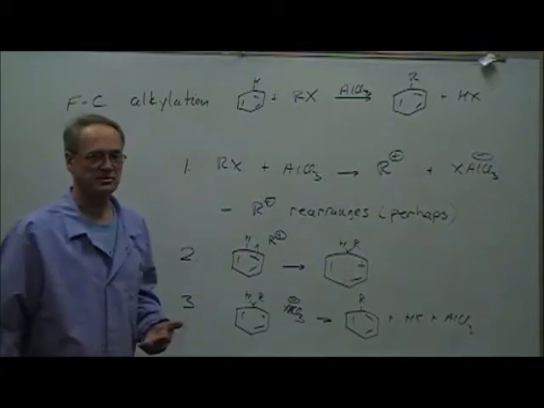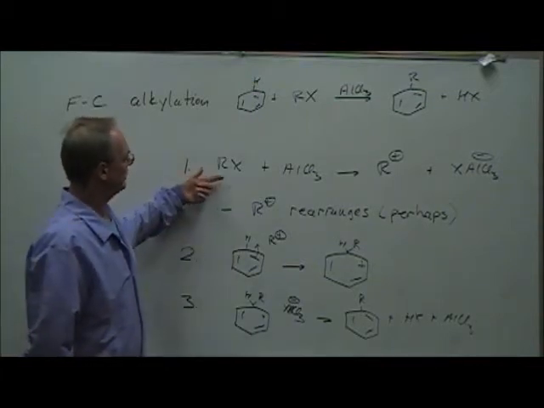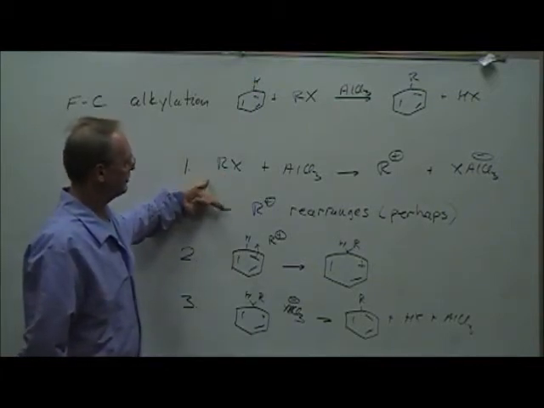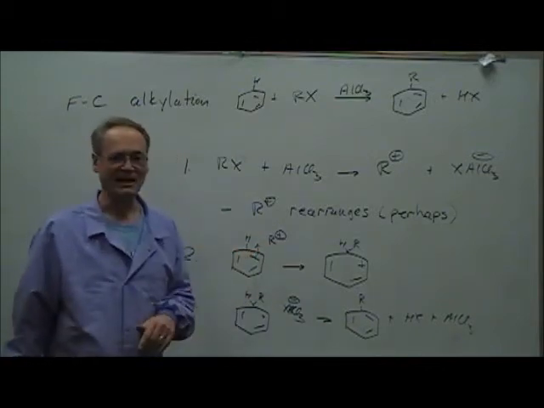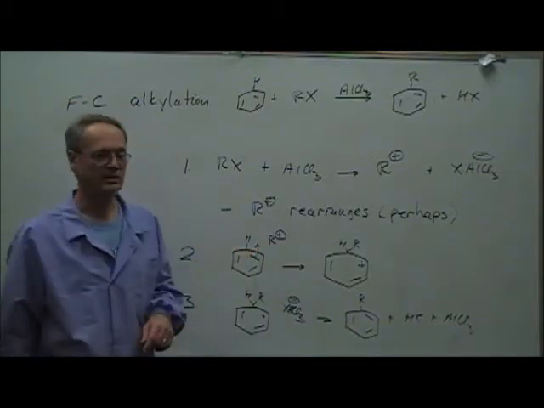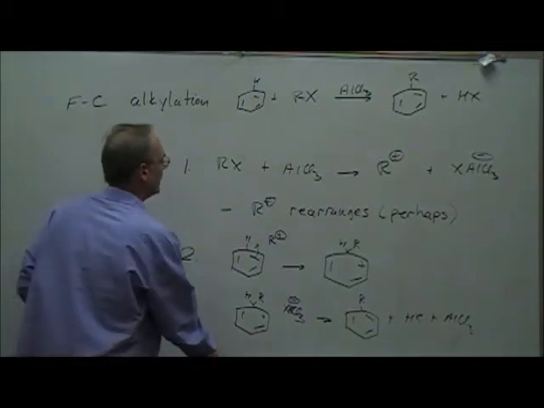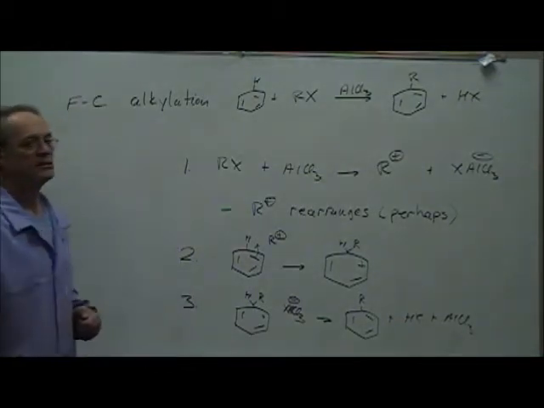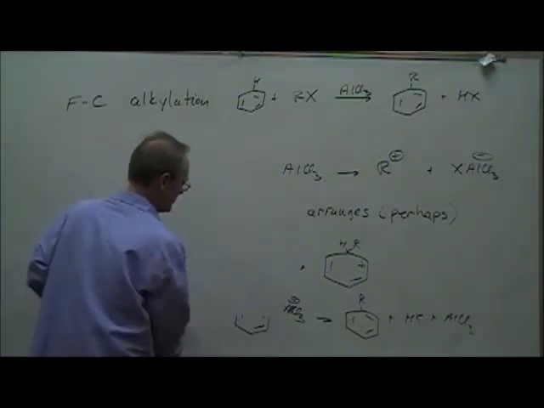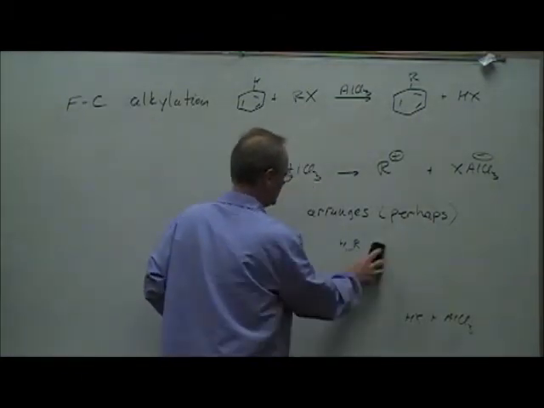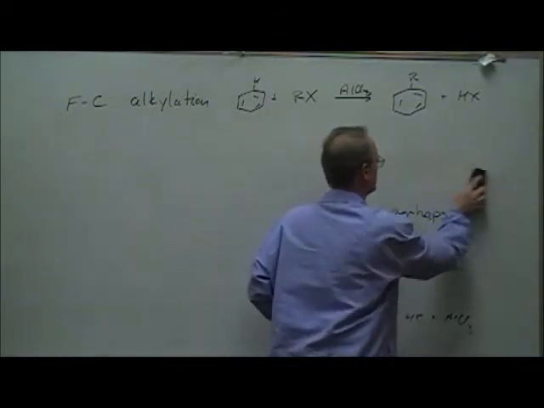So again, it's basically the same mechanism, it's just that we take 1 or possibly 2 steps to prepare the electrophile. The electrophile then reacts with the benzene ring, and we have the same two key steps always in these reactions. Now let's look at Friedel-Crafts acylation. Very similar to this mechanism. The only difference is going to be what the carbocation looks like.